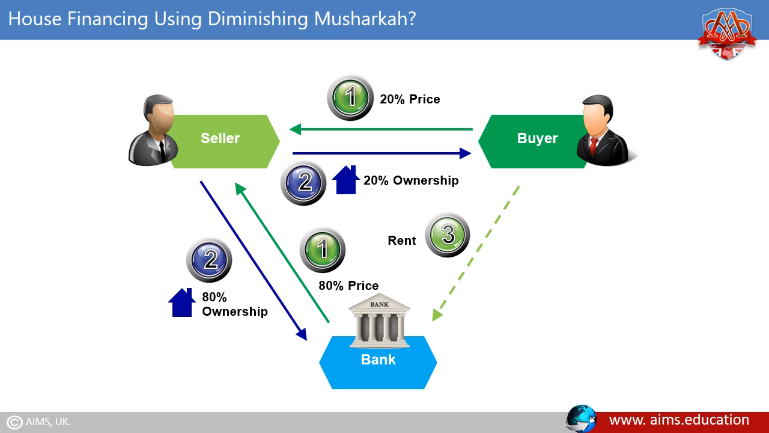At the same time, the share of the bank is further divided into equal number of units, each unit representing equal proportion of ownership of the house. The buyer promises to the bank that he will purchase each of these units at agreed time during the musharaka agreement. The rent payable to the bank is also reduced to that extent.